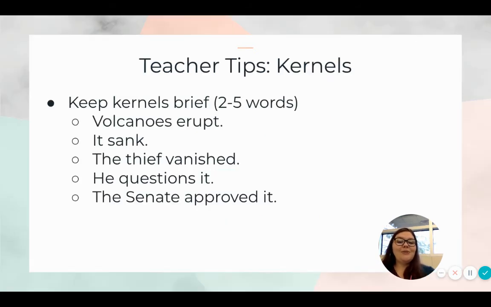So some teacher tips with kernel sentences. You want to keep those sentences brief, 2 to 5 words. Keep it simple. Volcanoes erupt. It sank. The thief vanished. He questions it. The Senate approved it. We don't want to give our students too much. We want them to give us the bulk of the information, but we need to give them a little something to say, hey, tell me more about this, but in a way that's going to help improve their writing. So they're showing us what they understand while they're practicing improving their writing.